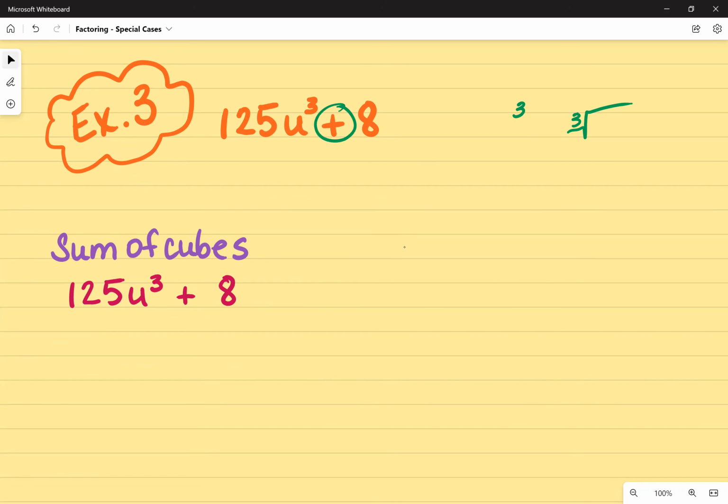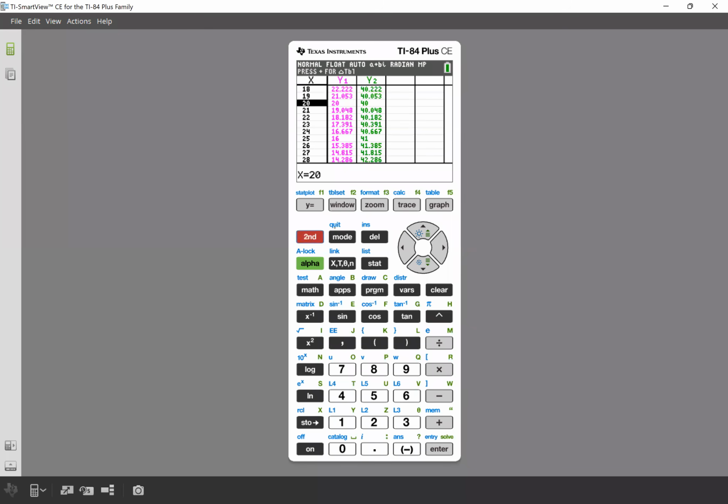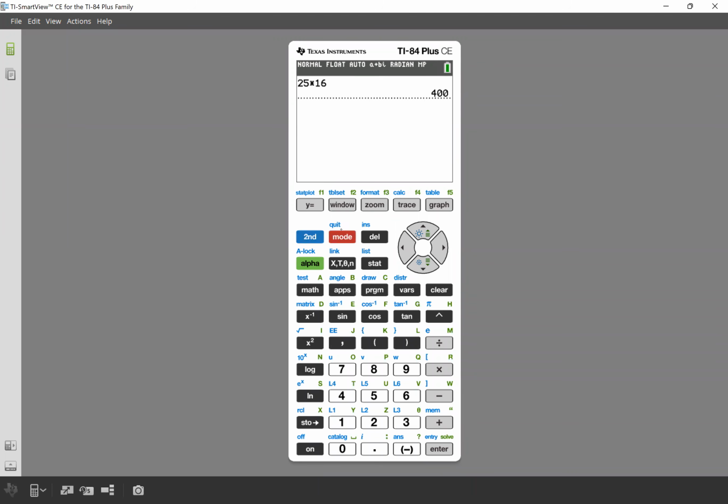Sum, because addition means sum. The answer is going to be sum. So cube root of this first term, cube root of the second term. Well, I know that 125, if I take the cube root, well, maybe you don't know. You can go back to your calculator, second quit, and then for the cube root, you can go to math and then number 4, and then type in 125. Don't worry about the variable part. Well, it tells you that your answer is going to be 5.